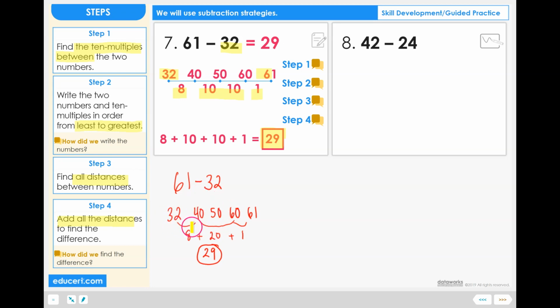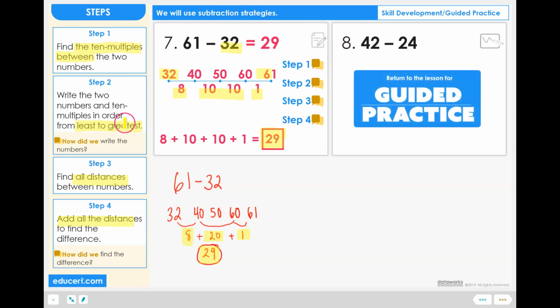Here, from 32 to 40 is your 8, and there's the 40, 50, 60. You can already recognize that as a jump of 2 10s being the same as a jump of 20, and then 60 to 61 is your 1. The way you skip between these 10 multiples is up to you. If you want to go faster, then you can go faster, just making sure that we still end up at the correct difference of 29. You are now ready to complete problem number 8 using the subtraction strategy, adding long distances following these 4 steps.